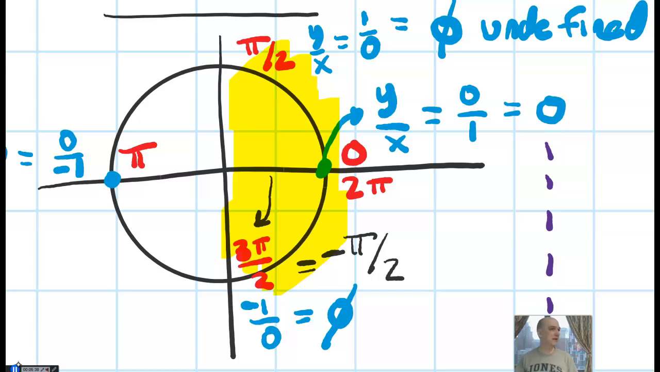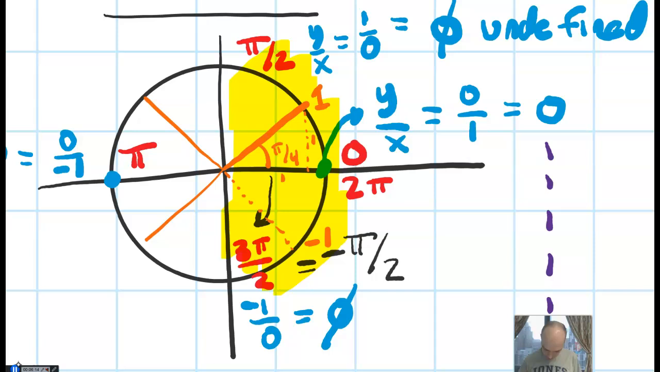One other value that it's really easy to find the tangent for are the 45 degree angles, the pi over 4 angles. So what if we add those into our circle? Then the tangent here is y over x. Well, the y is 1 and the x is 1. So the tangent value should just be 1. And down here, the tangent value is y over x, but one of them's negative, so the tangent value is negative 1. And if you were to continue all around the circle, you'd get the same pattern, negative 1 in quadrant 2 and positive 1 in quadrant 3.